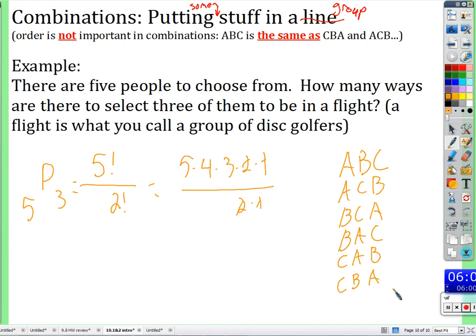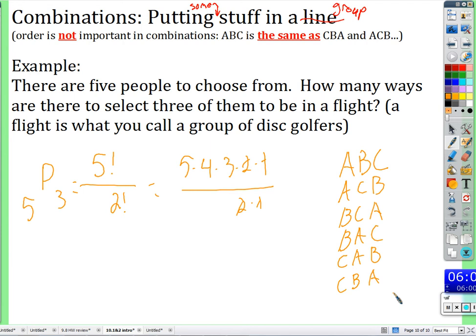No. Well, how do I know for sure? How many ways are there to put three things in order? Remember, it goes back to like the very first questions I asked. Take three things, put them in order, 3, 2, 1, right? 3 times 2 times 1, 6. Six ways. So you can be sure these six are the only six.